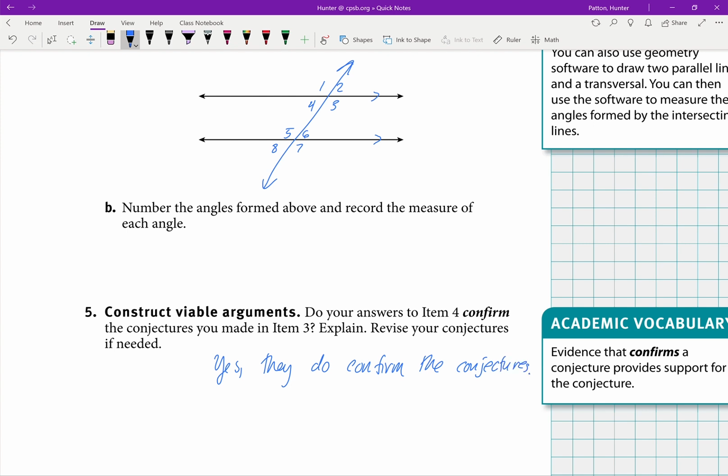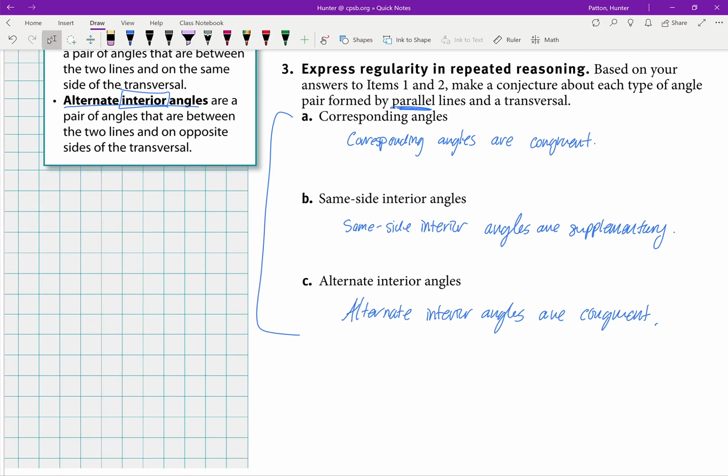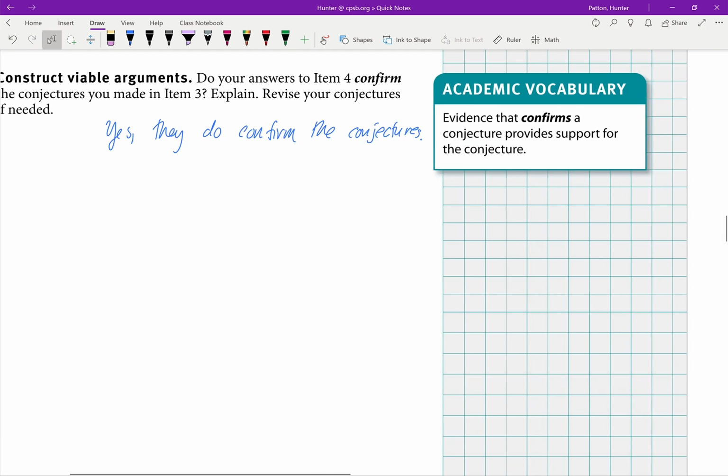If you find that they don't, how about we go back and look at your conjectures, see if you might have done something wrong, or if not, you might have measured your angles wrong. But if you drew a very straight line for your transversal, you should have the guesses that I made right here reflected in your measurements, okay? All right, let's quickly move on.